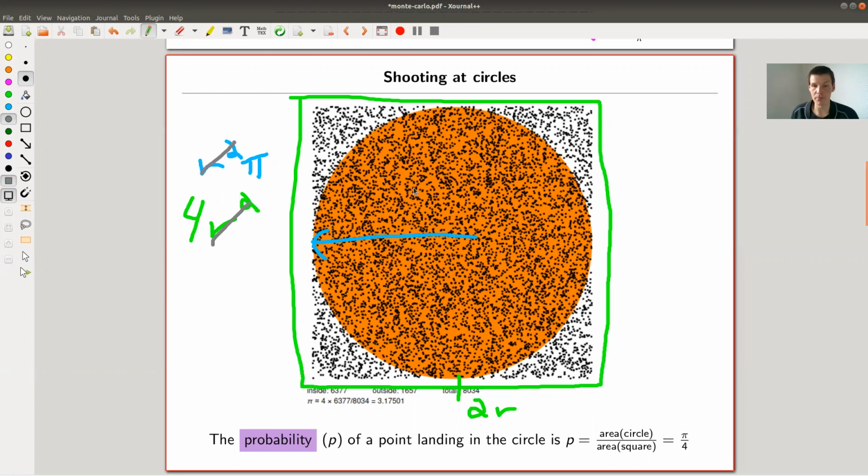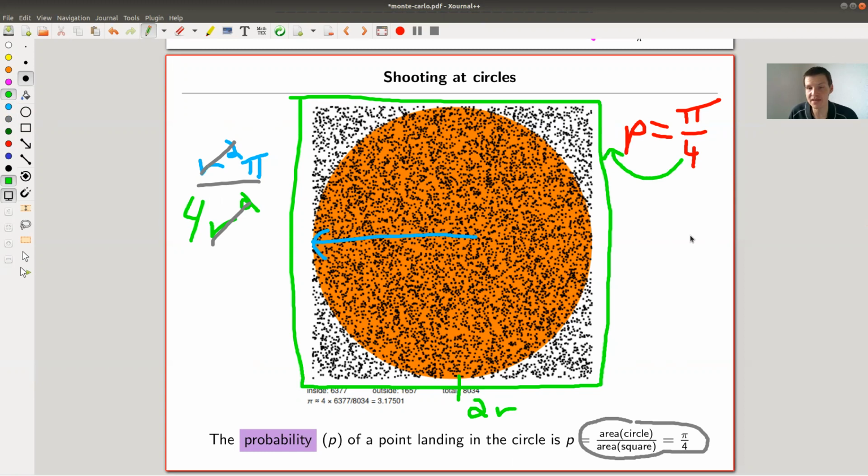And now the shotgun method: you shoot completely randomly onto this square. The probability that the point lands in the circle is just the area of the circle over the area of the square, which is pi over 4. And you do the same trick again. So p is pi over 4. And you solve for pi, right? So put 4 here: 4 times p equals pi.